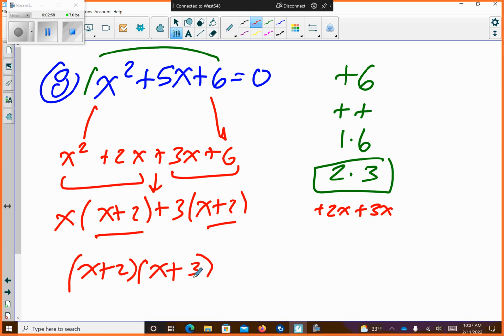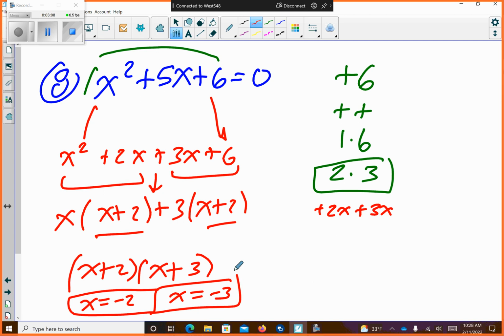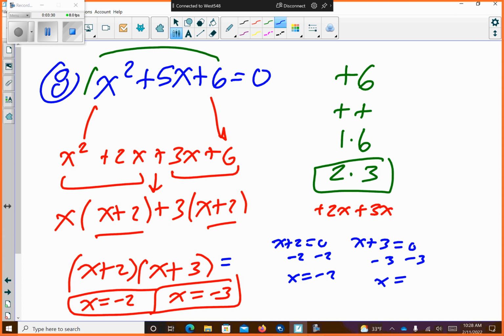So that's what it factors to. So that means that x is equal to -2 and x is equal to -3. Okay? So that's how you would look at number 8. Oh, the reason it becomes negative, that's a great question. So I'm going to set these equal to 0. So I have x plus 2 equals 0 and x plus 3 equals 0, right? And then in order to get x by itself, I'd have to subtract 2, so I get x equals -2. Subtract 3, x equals -3. So it's opposite when it's grouped. Okay?